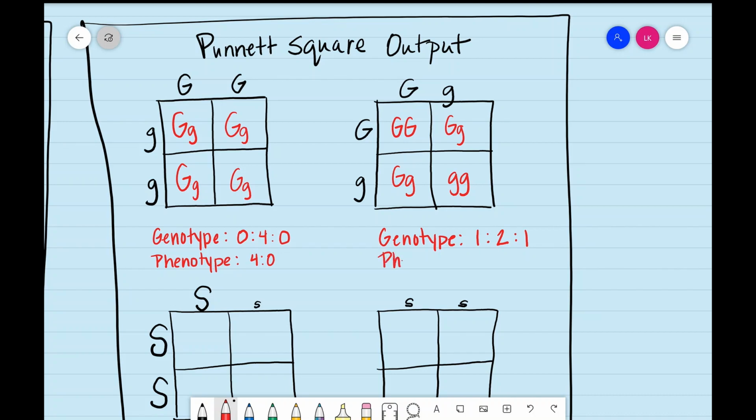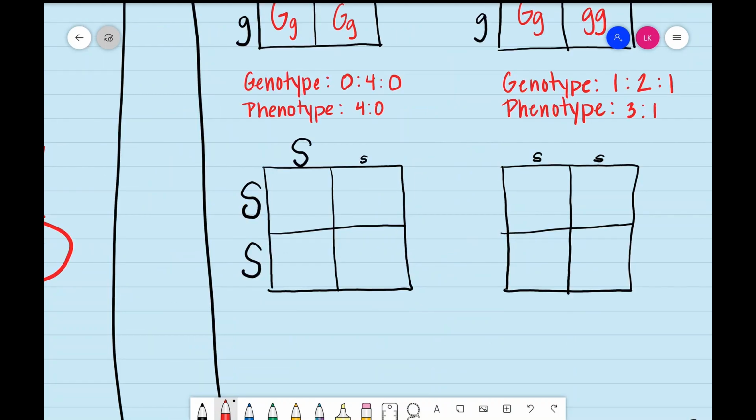Then phenotype. Physical appearance wise, we're just looking at green and yellow. So always start with dominant. So green, there would be 3 green and 1 yellow. The only one that the yellow is going to show up for is the 2 lowercase, the homozygous recessive, and that's because it's not masked by the dominant trait. Okay.